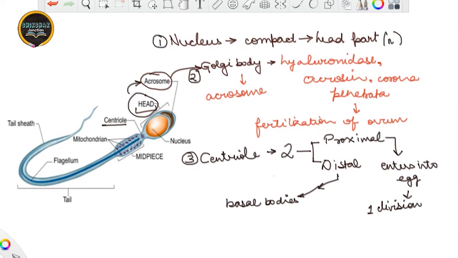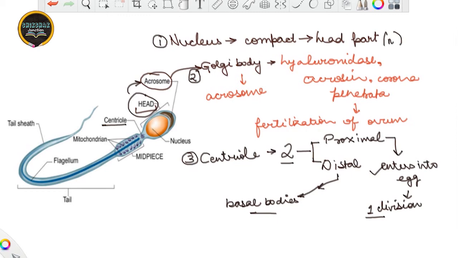Okay, so the centrioles are two in number, one is proximal, one is distal. The proximal centriole enters the egg and leads to the first division or first cleavage division. The distal centriole, that is present away from the nucleus, produces the basal bodies and then it leads to the attachment of the tail of the sperm within the axial filament. Okay, so this is about the third part that we have talked about.